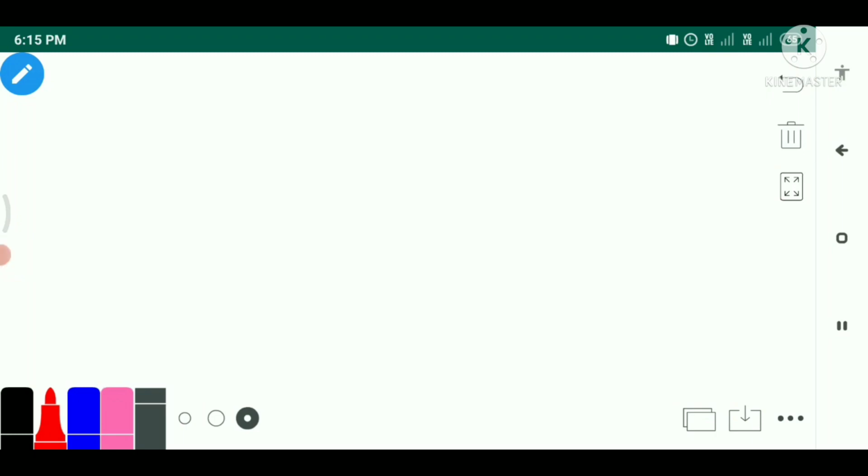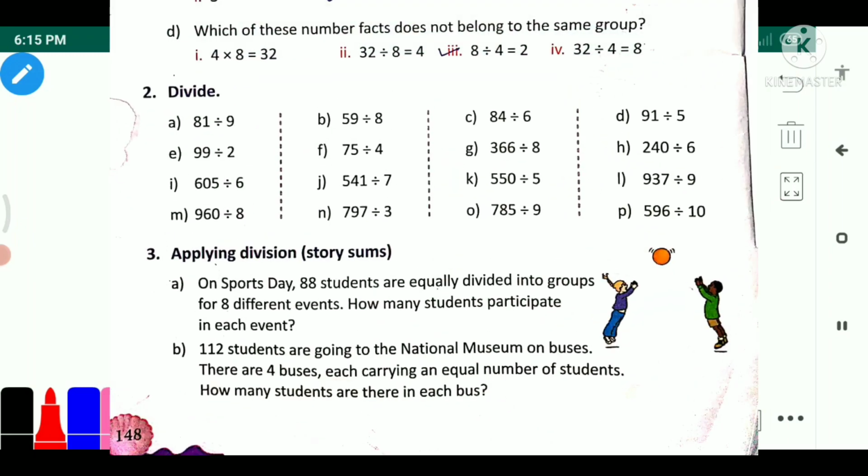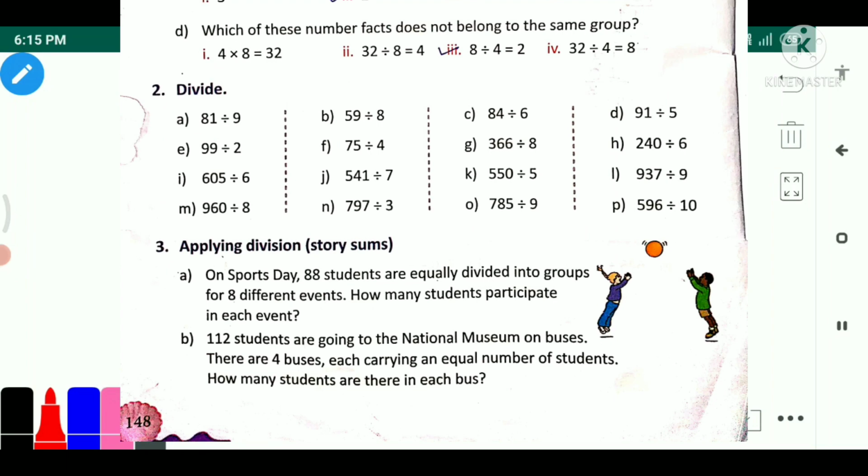So, students, today we'll do some story sums. Now open page number 148 and see question number 3. There are some story sums. First of all, we'll understand the question and then we'll do the answer. So, the first question is what?